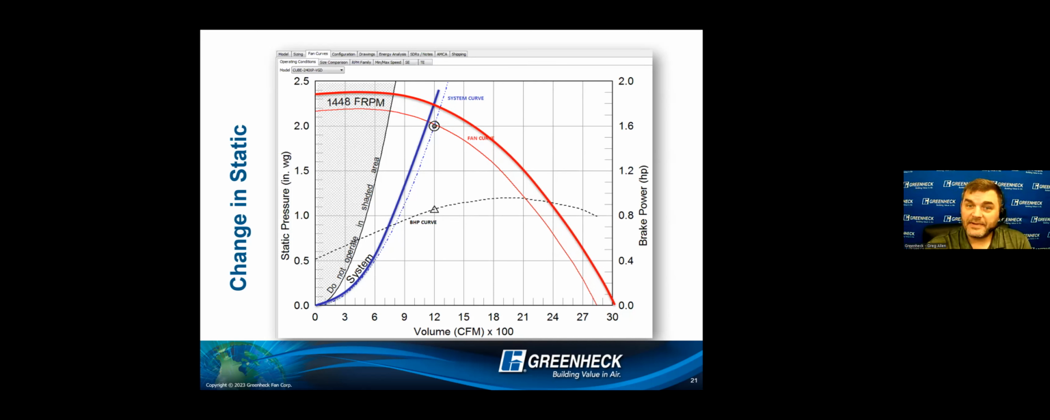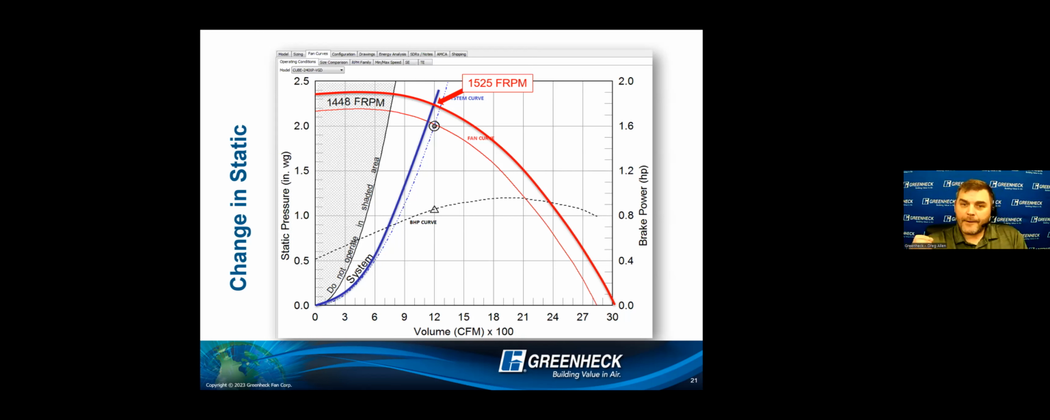But in the end, I also need to move the amount of air that that building needs. So I need to move my RPM line, my fan curve line, up so that the intersection between my static pressure and my fan curve happens at 1200 CFM. The only way to get there from here is to speed it up. And in this scenario, it takes this fan from 1448 fan RPM. I got to bump it up to 1525.